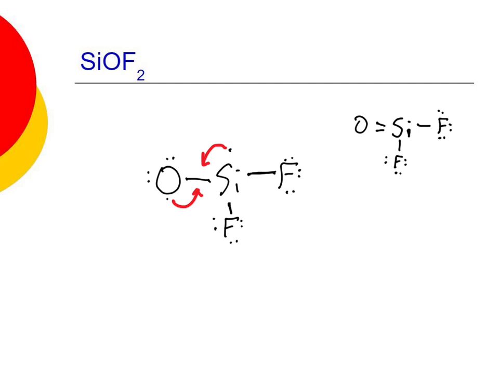Questions before I move on? Okay. Then N2. For N2, am I going to have a center atom here? No, I only have 2 atoms, so we're just going to put them next to each other. N and N. How many valence electrons for N?